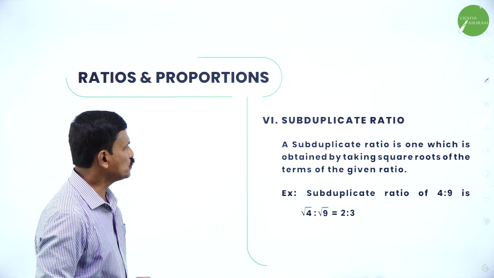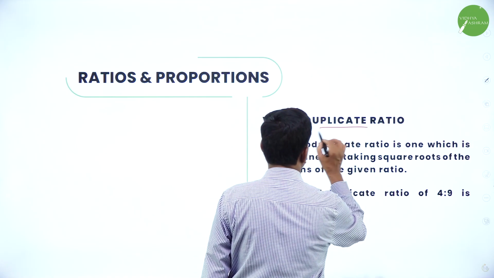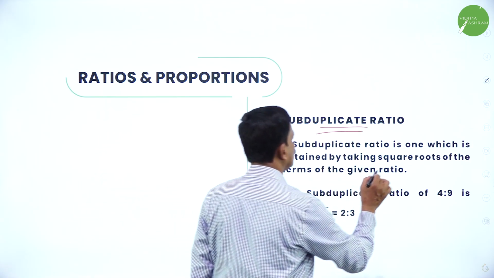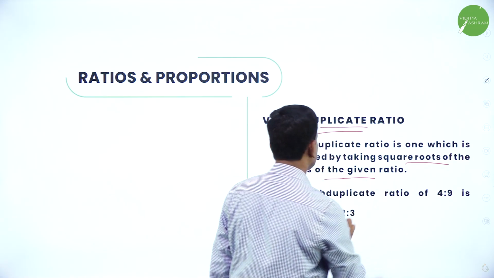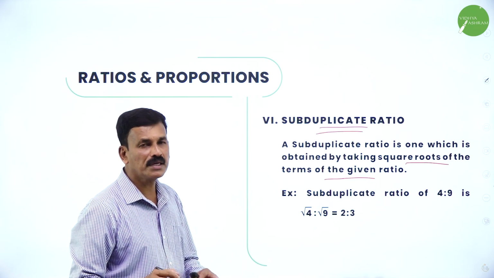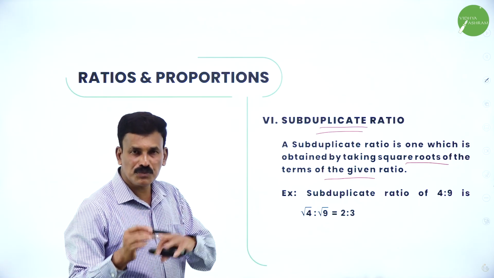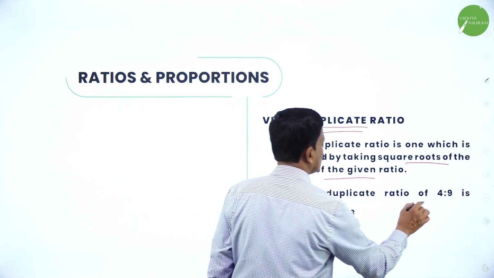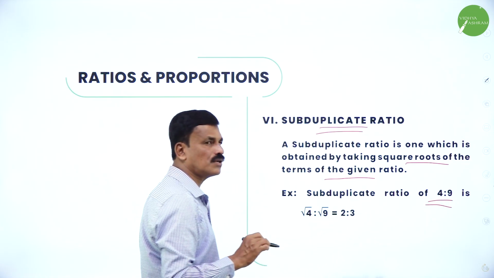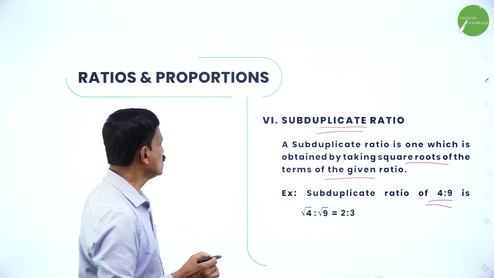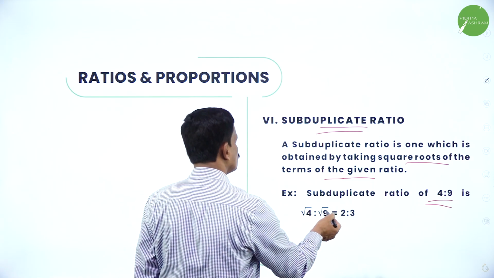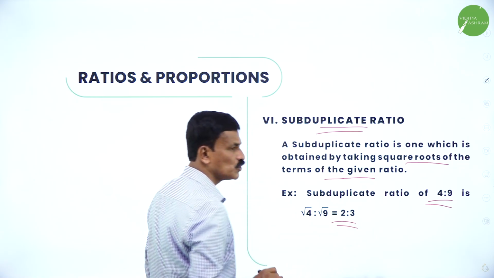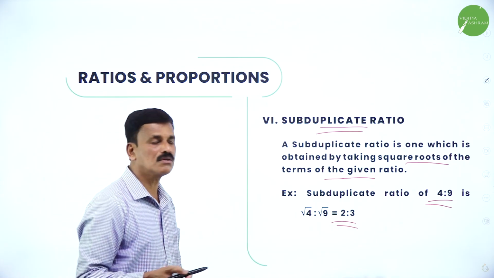Now subduplicate ratio. What is subduplicate ratio? A subduplicate ratio is one which is obtained by taking the square root of the terms of the given ratio. Duplicate means squaring. Subduplicate means taking the square root. So the subduplicate of 4:9 is square root of 4 is to square root of 9. Root of 4 is 2, square root of 9 is 3. 2:3 is the subduplicate.